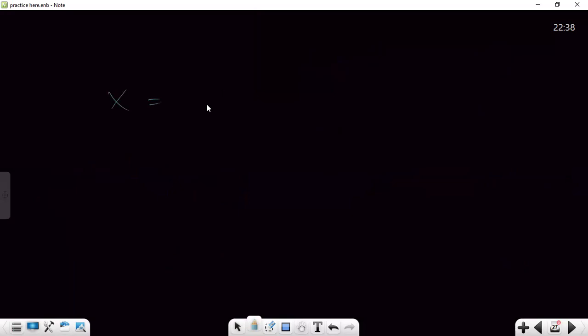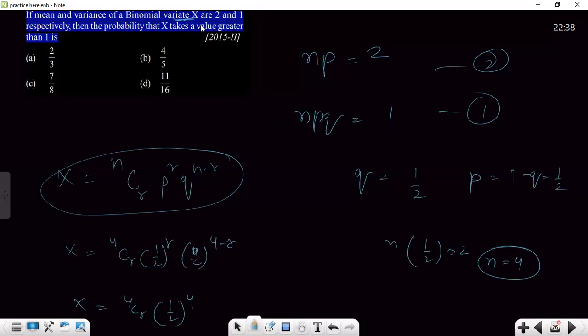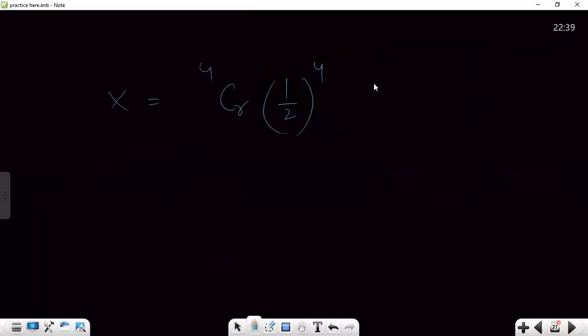So X is 4CR, (1/2) raised to power 4. What do we have to find out? The probability that X takes a value greater than 1. So X has to be greater than 1.